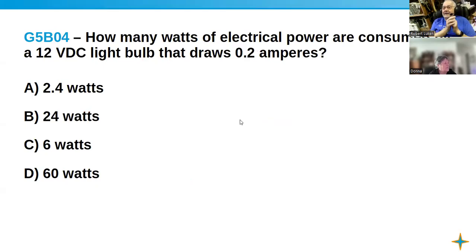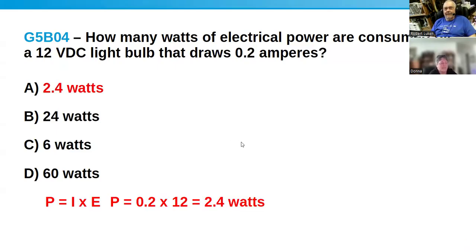How many watts of electrical power are consumed by a 12 volt light bulb that draws 0.2 amps? So you have voltage and you have current, so you multiply them by each other. I'm using my calculator. So you get 2.4. Alpha.